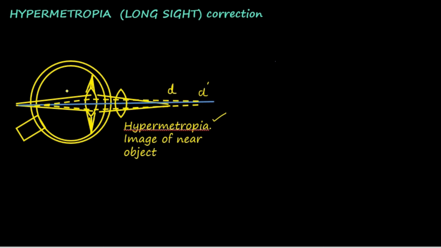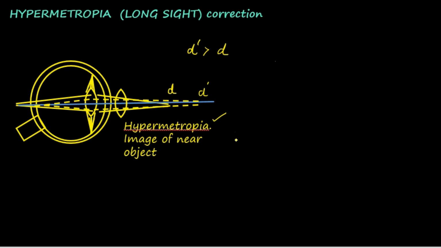In the case of hypermetropia persons, their least distance of distinct vision is greater than the least distance of distinct vision for normal person. So we can write D dash is greater than D. I hope this is clear.